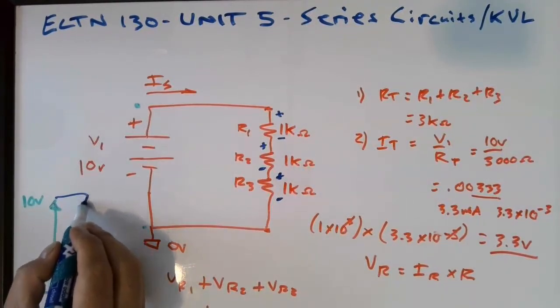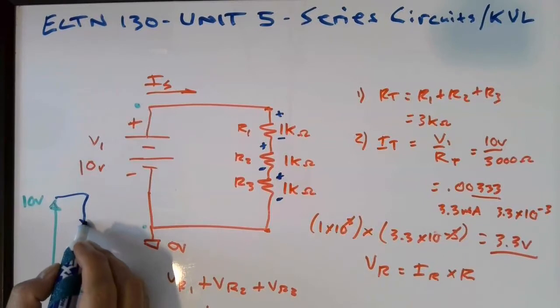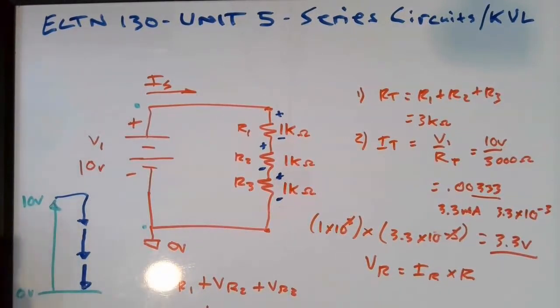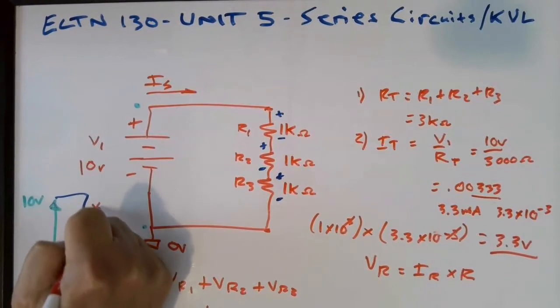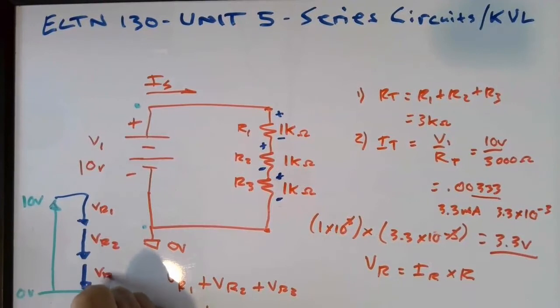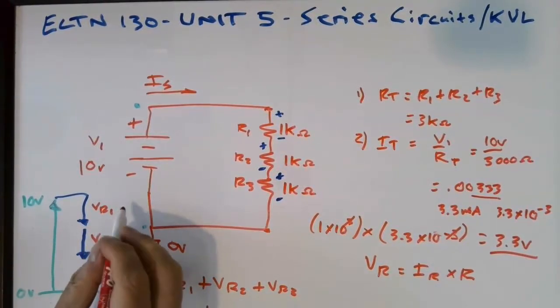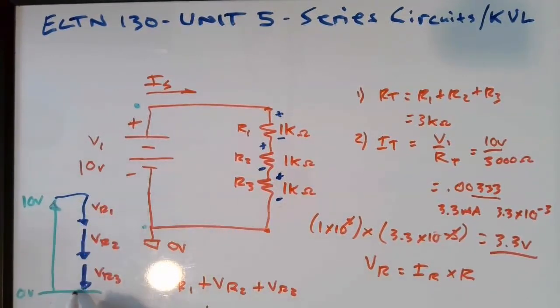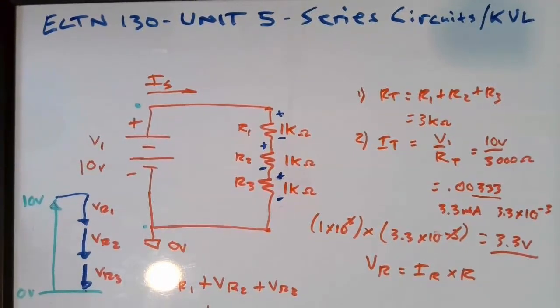So what ends up happening here is a voltage across the first resistor, second resistor, and third resistor. I'm going to write this as VR1, VR2, and VR3. And if each one of those is 3.333 volts, as we subtract that, we get back down to our 0 volt level there. This is referred to as Kirchhoff's voltage law.